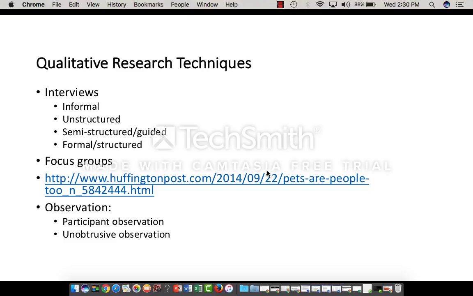Which brings us to interviews. As we've talked about before, they can range from structured interviews, which is almost like verbal administration of a survey. So the questions are asked in the same way, in the same order, without any prompting or taking the interview in directions other than exactly what's written on the interview guide.